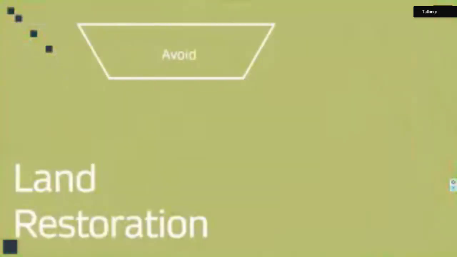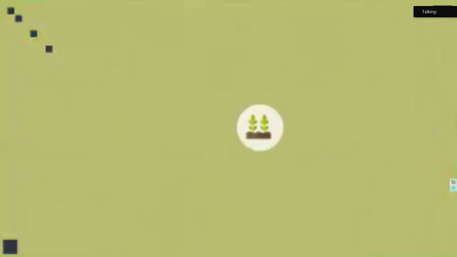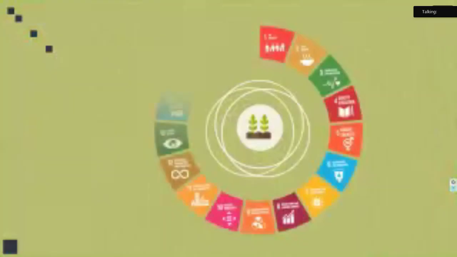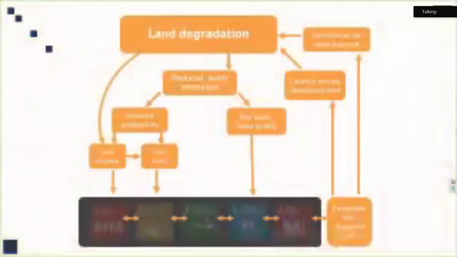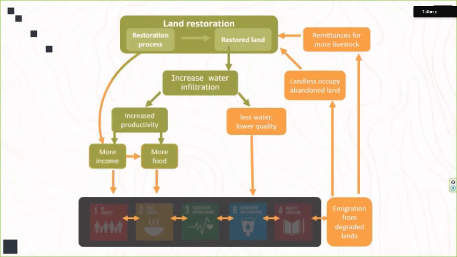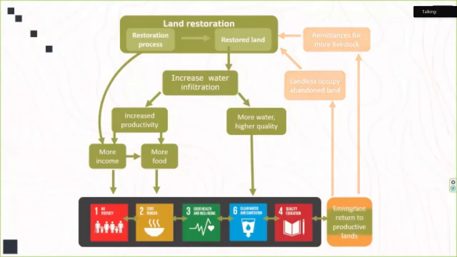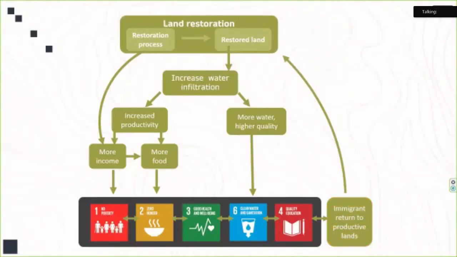Land restoration is one of the 3 key strategies that can help solve the problem and improve life on land. It can also have significant co-benefits for all the United Nations Sustainable Development Goals, or SDGs. For example, it can increase water infiltration into the soil, which can then increase land productivity and create more income and food. This can reduce poverty, hunger, and improve health and opportunities for education. More and better quality of water can also be accessed. With all these, people who are forced to migrate may be able to come back to the productive land.